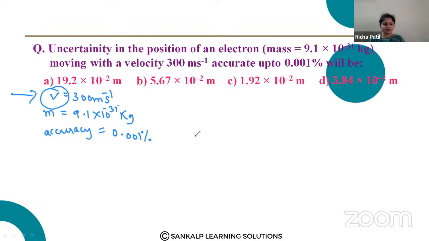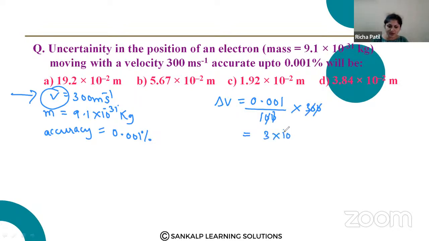So first we'll find the delta V value. Delta V will be 0.001 divided by 100 into 300. What does it come to? The answer comes to 3 into 10 raised to minus 3 meter per second. So we get the uncertainty in velocity.